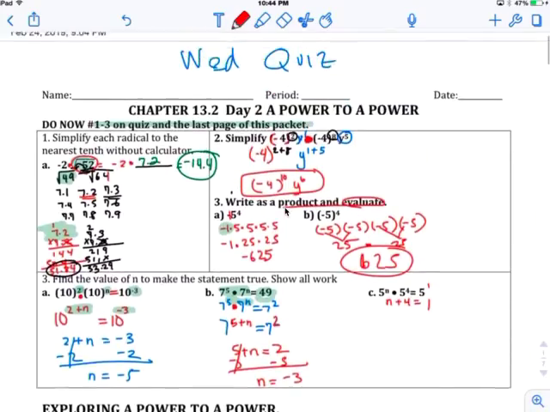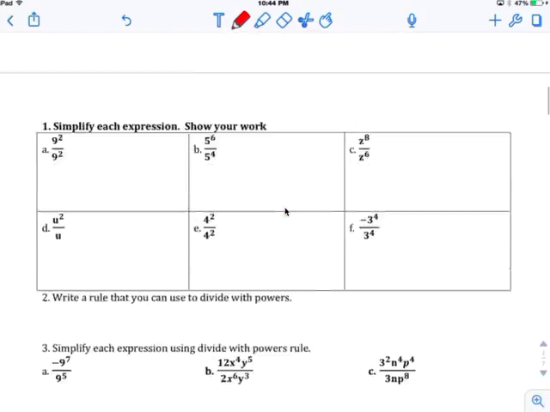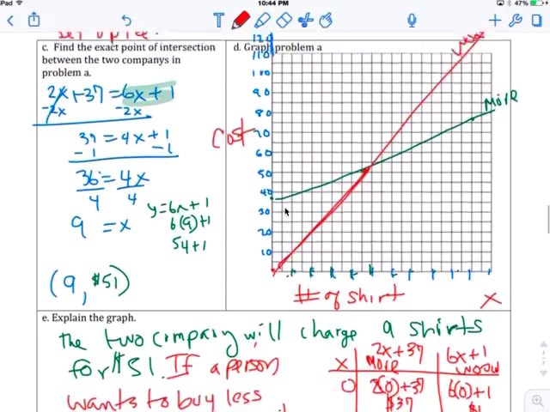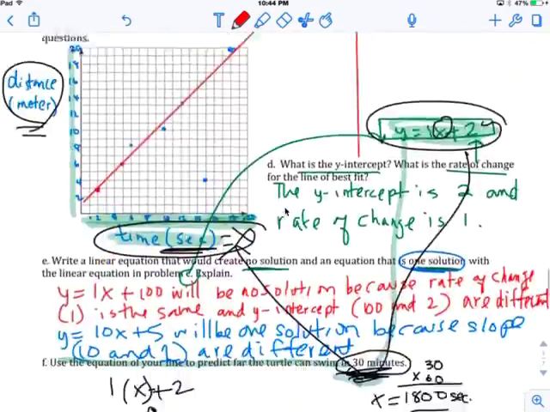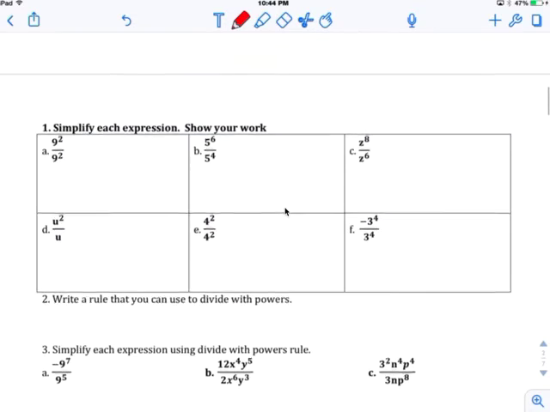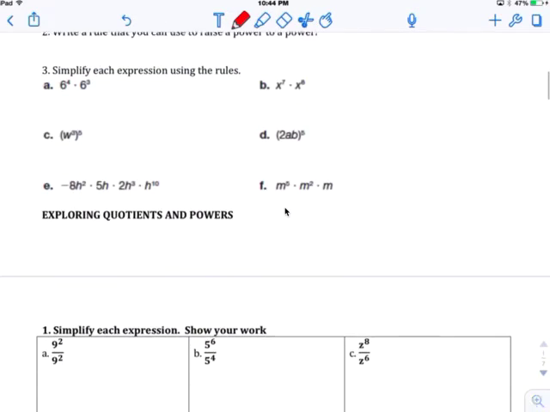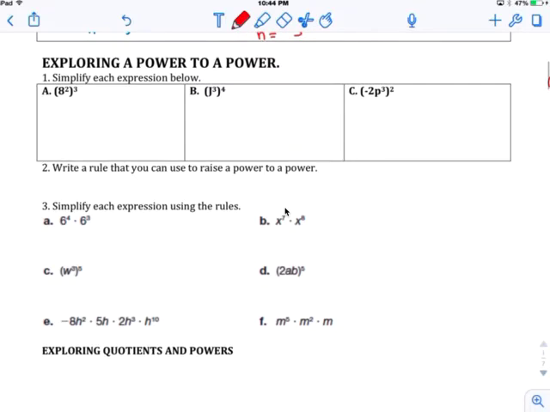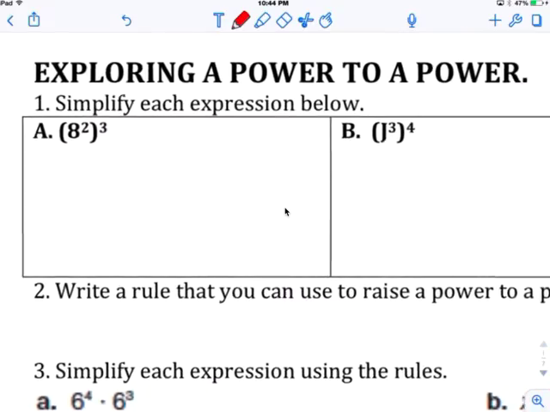Okay, the other videos have this one and the last review questions, which will be on your quiz. I think this one will be on your quiz too. So power to a power, I'm not sure, but most likely, because I'm covering it tomorrow too, all of this.